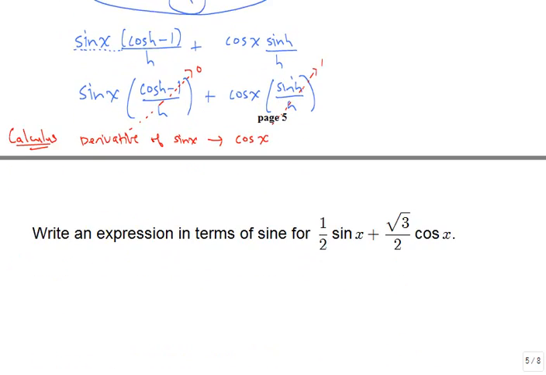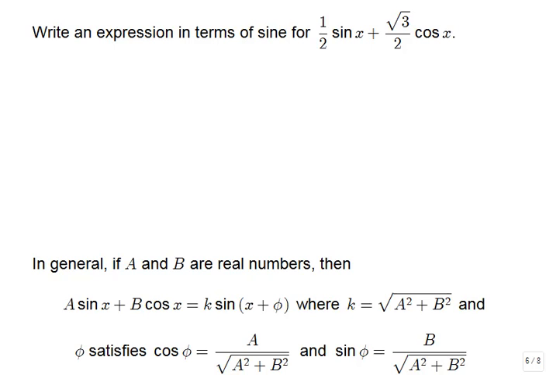Okay? So let's take a look at this next example. It's going to lead us into our last topic for this lecture. Take a look at 1/2 sine x plus root 3 over 2 cosine x. We want to try to rewrite this in terms of a single sine function. Right now it's a sum of a sine plus a cosine, and we want to rewrite it in terms of just a single sine, sine of some angle. So how could we do that?